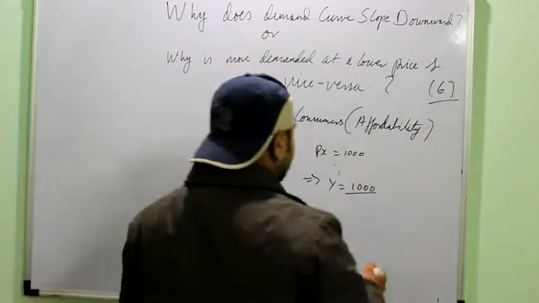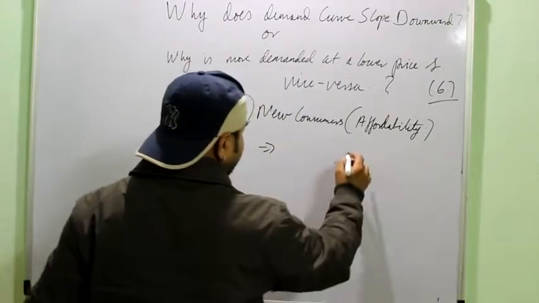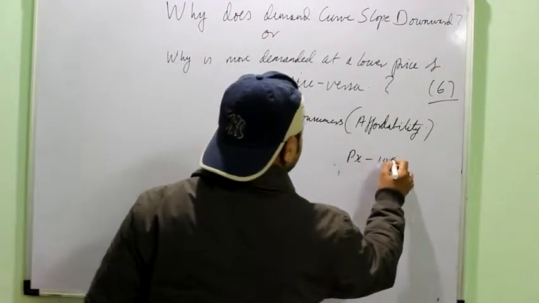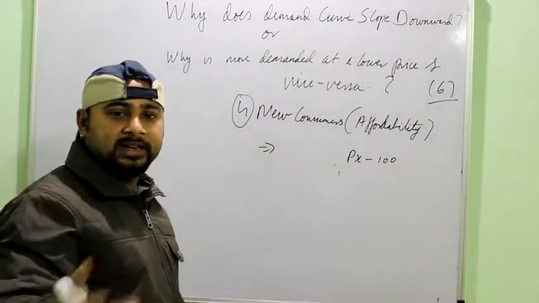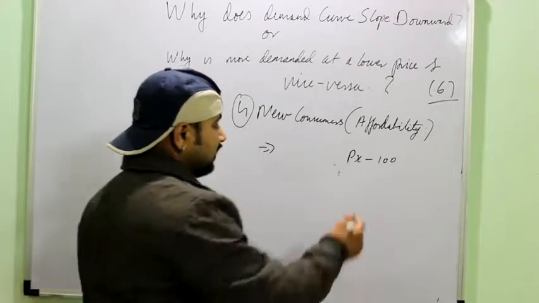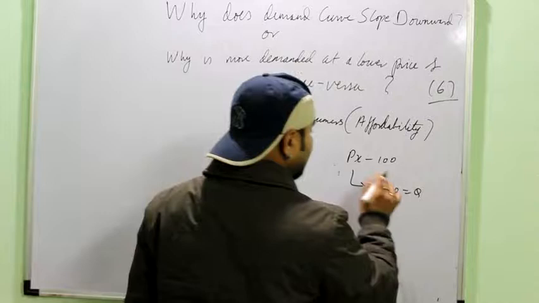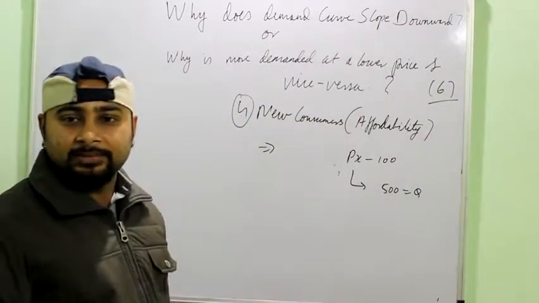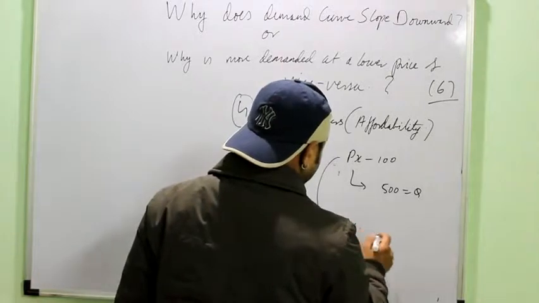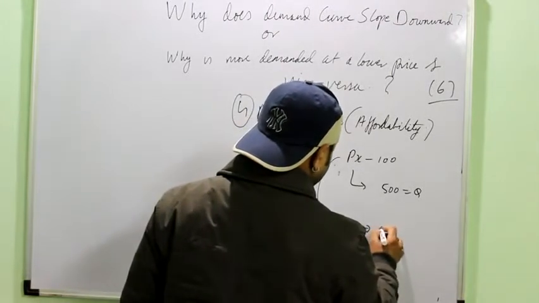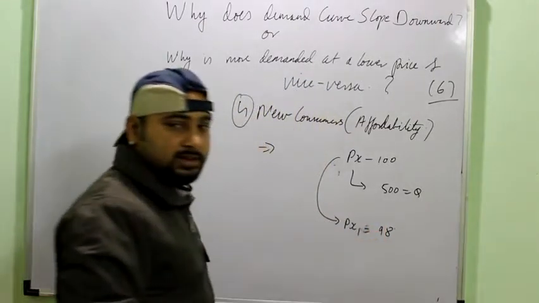Now let's take an example. Suppose the price of any commodity is say rupees 100, and in a particular city, take an economy, take a village, anything, say there are 500 people who have this money, who have 100 rupees with them, right? Now suppose the price of this commodity comes to 98. Then what do you think?